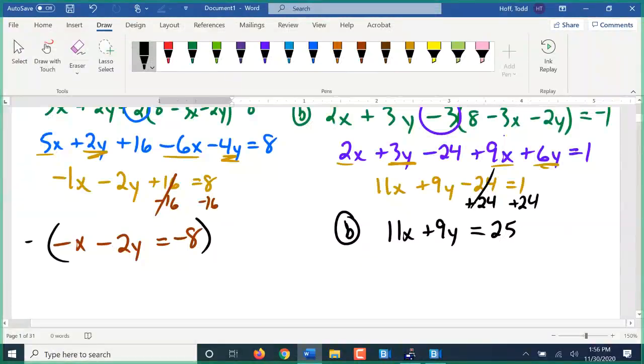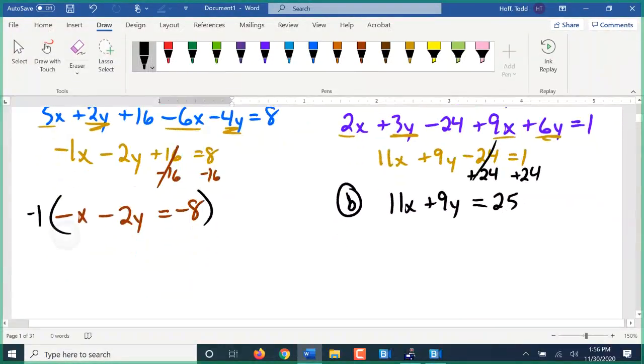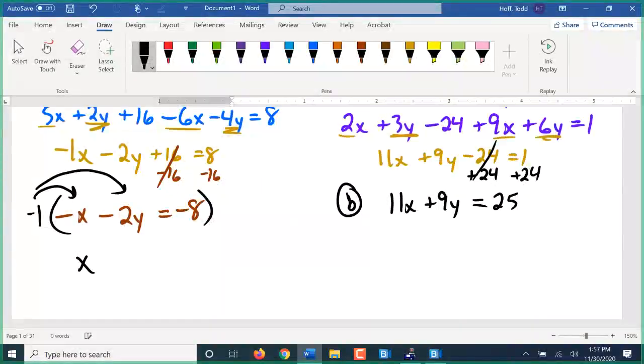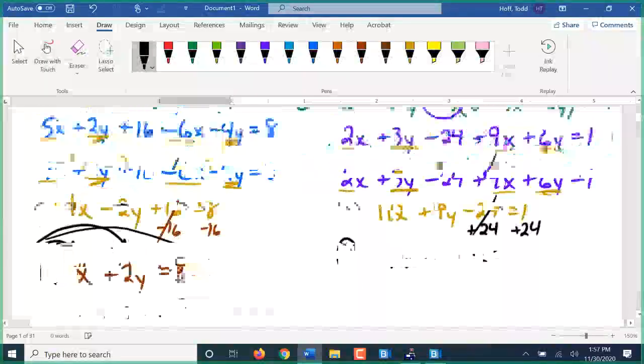So what I'm going to do is this. I'm going to multiply the whole equation by negative 1 to make it positive. That doesn't change anything, as long as I multiply every digit of the equation. So negative 1 times negative x is a positive x. Negative 1 times negative 2y is a positive 2y. Equals negative 1 times negative 8 is a positive 8. So that is my new equation C.